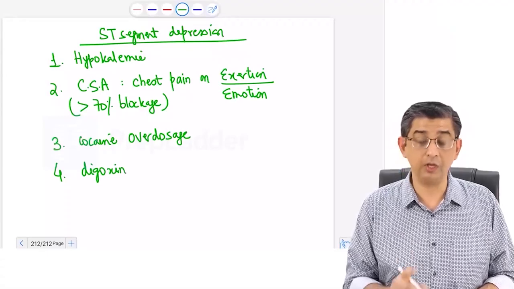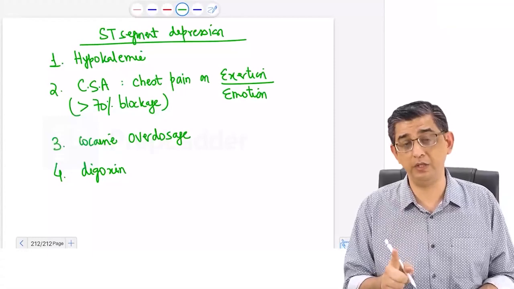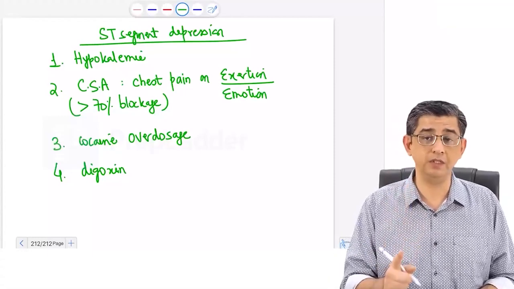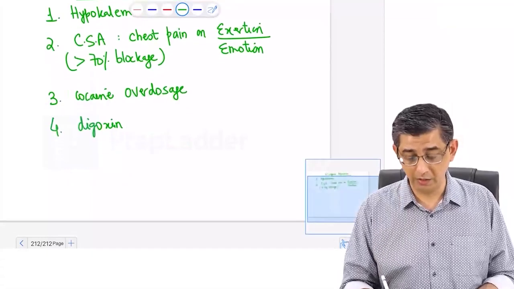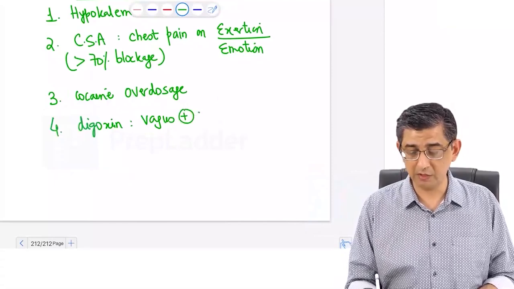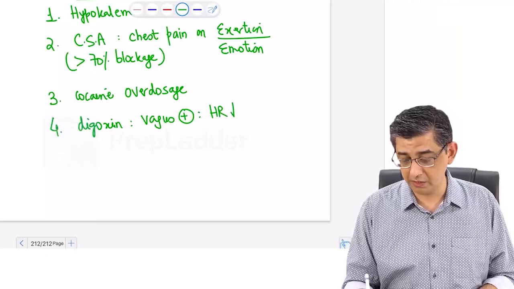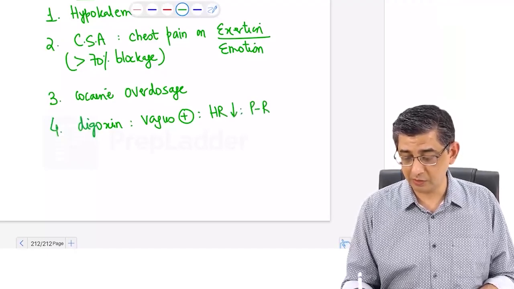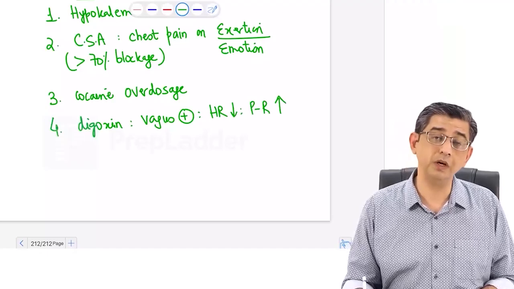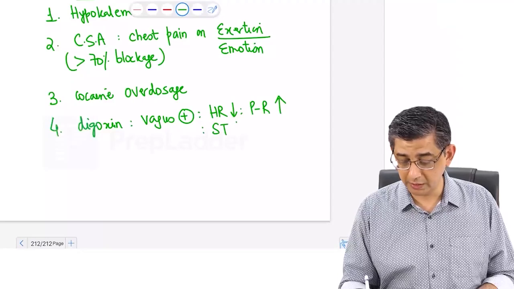Now mark my words, I'm not saying digoxin toxicity. Digoxin toxicity will cause ventricular bigeminy, which I mentioned in the previous lecture. At the moment, all I'm talking about is digoxin per se. When I say digoxin, it will be causing a vagus nerve stimulation, and as a result of it, the heart rate of the person will decrease. So one of the physiological aspects of digoxin administration is PR prolongation. Digoxin administration also causes ST depression.